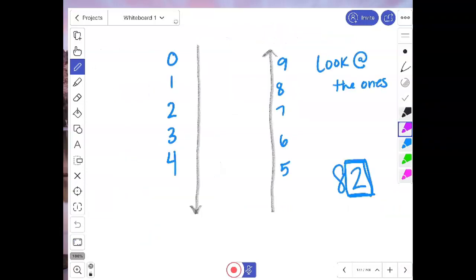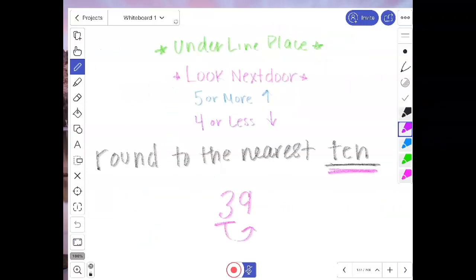So here's what I do every time. I underline the place, and then I look next door. And if it's 5 or more, I go up, 4 or less, I go down. So here's an example. If I'm rounding to the nearest 10, I underline the tens place, I look next door. 9 tells me round it up. So what's the next 10 up? That would be 40.